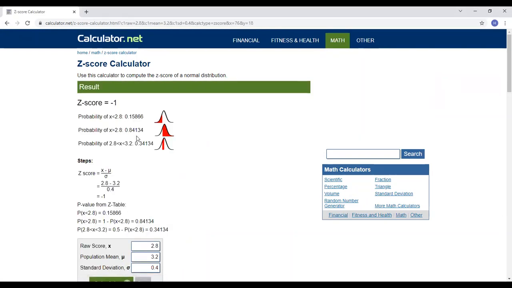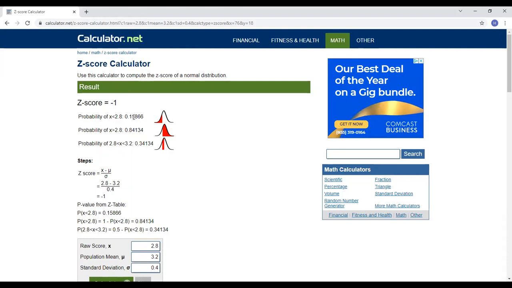Here it gives you three possibilities. If you want to see the proportion or the percentage of rides that are less than 2.8 hours, this is the answer: 0.15866. Percentage-wise, it is 15.87% if you round it to the nearest hundredth. So what does 15.87% mean? In this example, 15.87% of the rides are less than 2.8 hours.